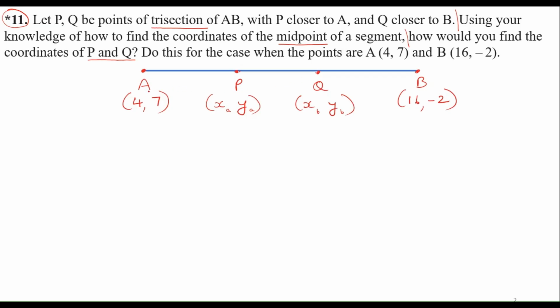It means P is the midpoint of AQ and Q is the midpoint of PB, like this. And if we calculate this way, then they will form three equal parts. Okay. Now we will start the answer.